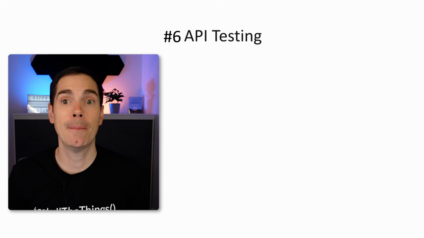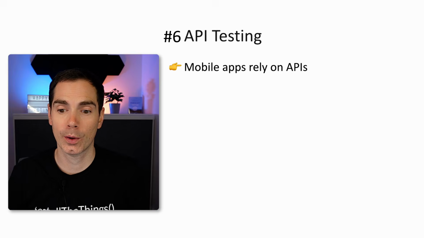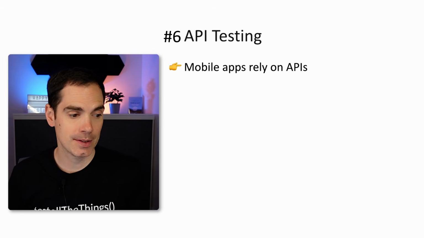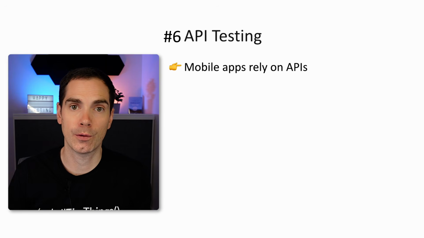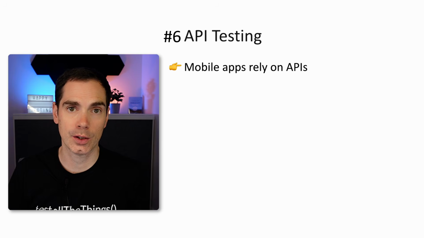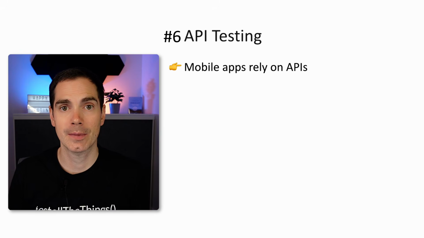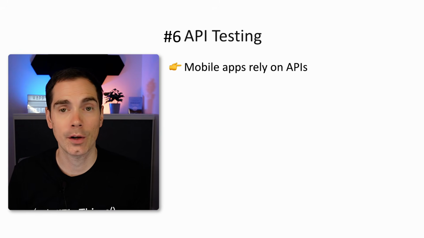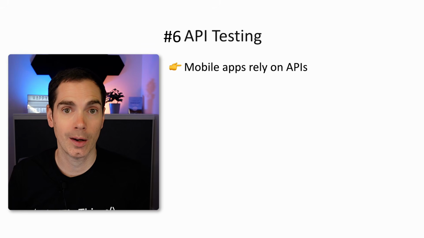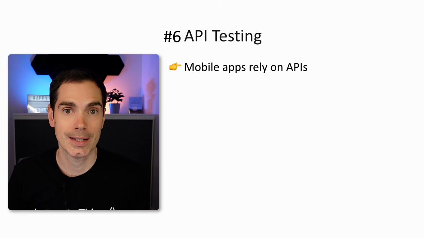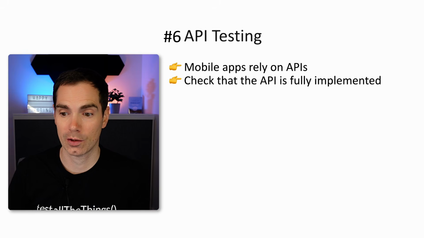Next one is API testing. Yes, super important, because mobile apps rely on APIs. I mean, there might be some apps that are completely ready for offline usage. They don't have a backend system, no APIs that they're relying on to fetch some data or send some data. But I would say the majority of apps rely on APIs and backend systems to get some data and to have the best possible user experience. So that's why API testing is important for us as software testers.